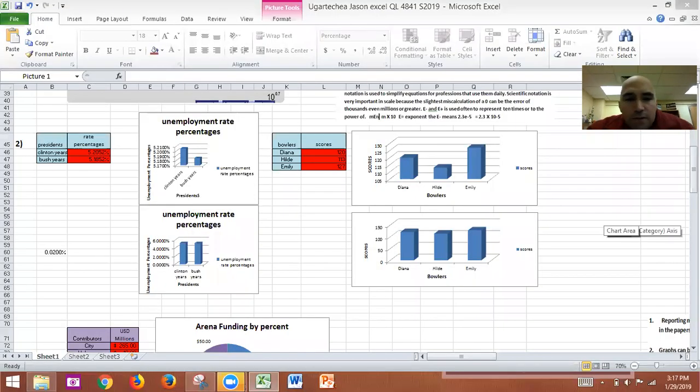And here we have another scale where it shows the bowlers, Diana, Hilda, and Emily. On the information given, we were able to come up with a scale and comparison of scores, and it showed that Emily was much higher than Hilda, and Diana was in between. But after reworking the data, we were able to see that Diana and Hilda were actually pretty close, and Emily still had the edge on both of them.